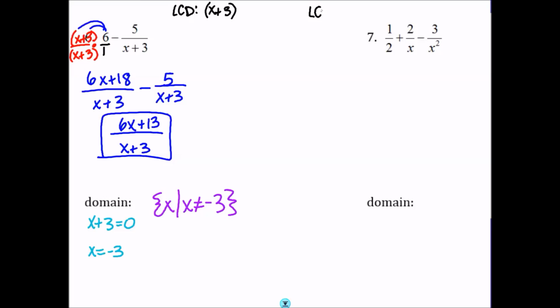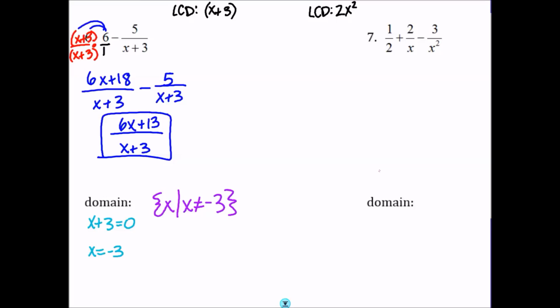Well, we know we need to have 2 as one of the factors. Then we need to have x and x squared as factors. Well, x is a factor of x squared, so if we have 2x squared as our LCD, 2 is a factor of that, x is a factor of that, and x squared is a factor. So now we can go ahead and multiply each fraction by the missing factors.